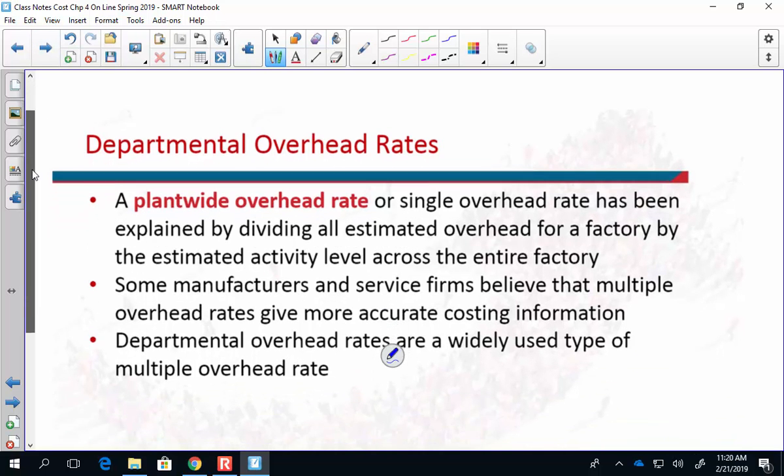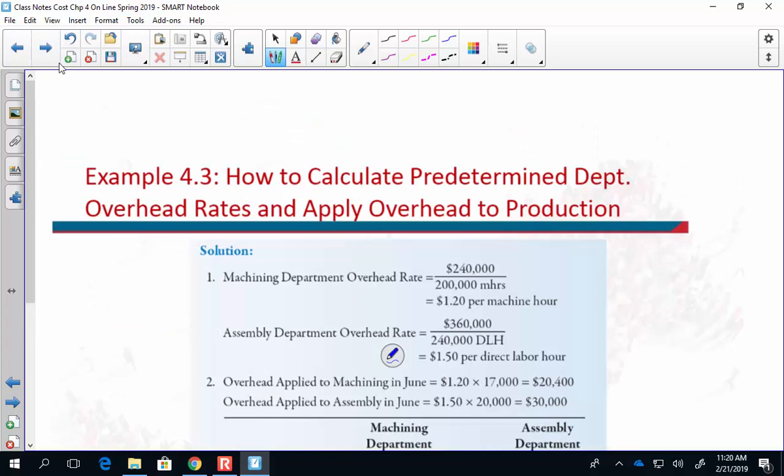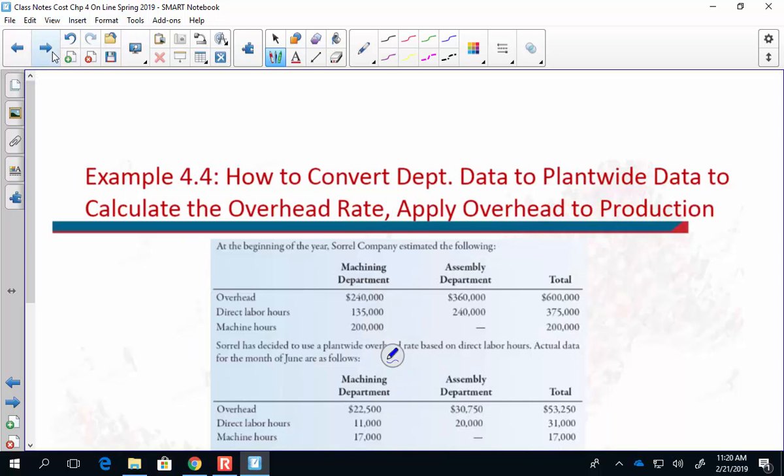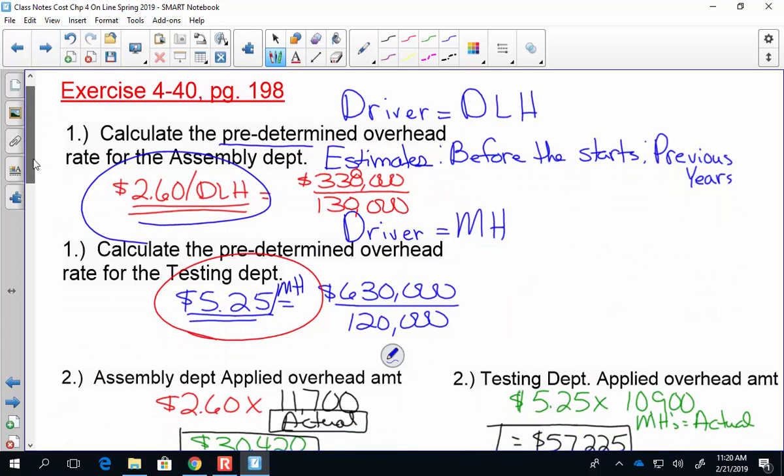Now, the book talks about one rate, which is a single overhead rate called a plant-wide rate, as opposed to, and they show that computation again, a departmental rate. So in question 40, in the book, page 198, they actually want us to come up with department rates. Many companies have multiple rates, more than just one. The reason being, some parts of our operation work differently, right?